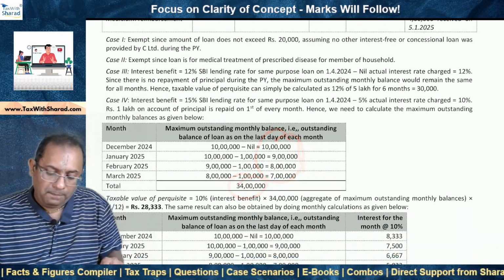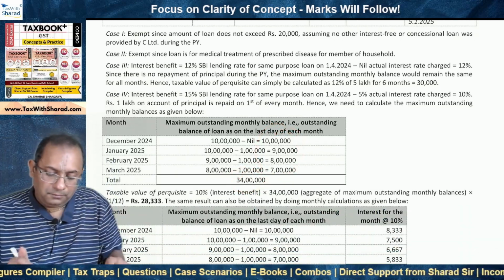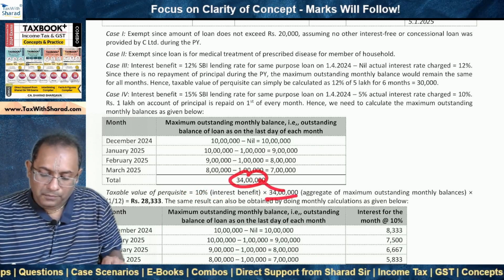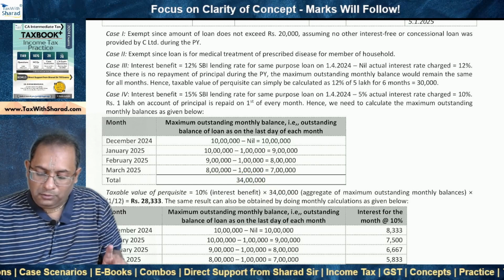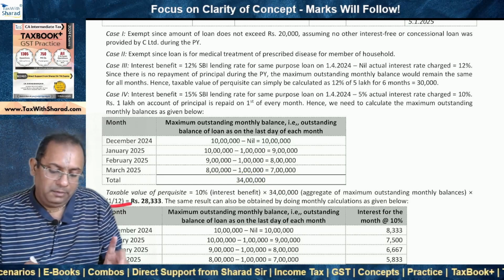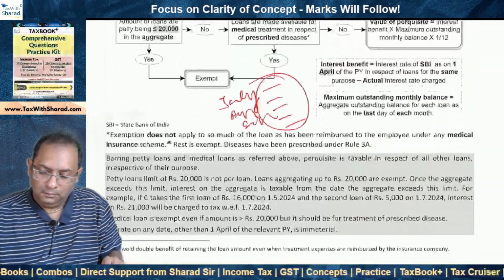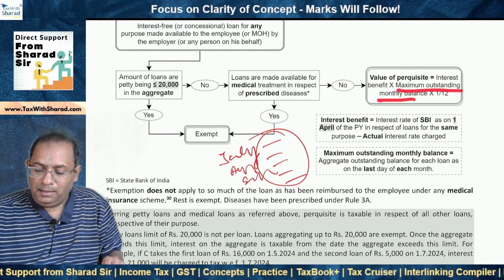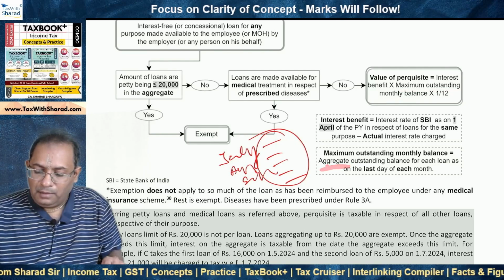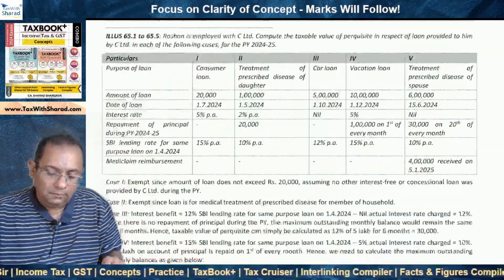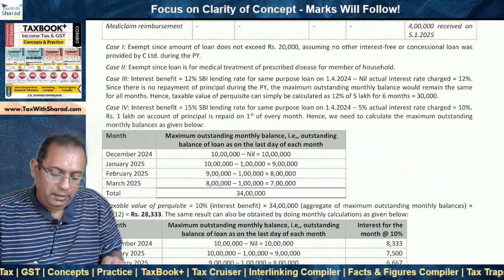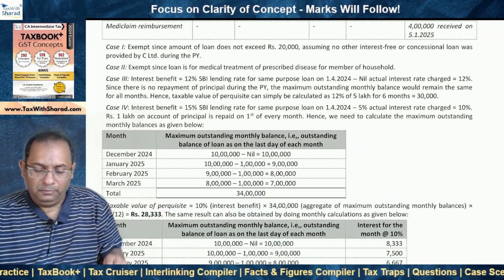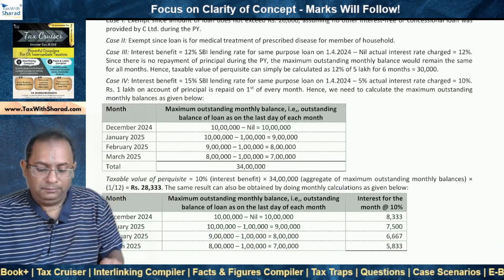So what we do? As per the formula, 10% interest benefit multiplied by this 34 lakh, which is the aggregate of maximum outstanding monthly balances, multiplied by 1 by 12. Right? Interest benefit into the aggregate of maximum outstanding monthly balance multiplied by 1 by 12. This is what we need to do. So when we do this, we will arrive at 28,333. This will be the taxable value of perquisite. This is method number 1.